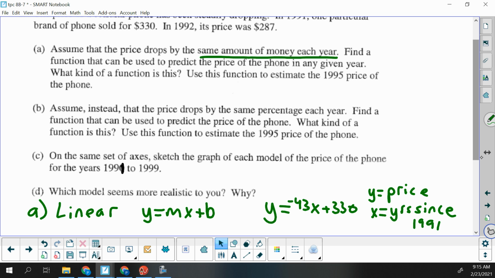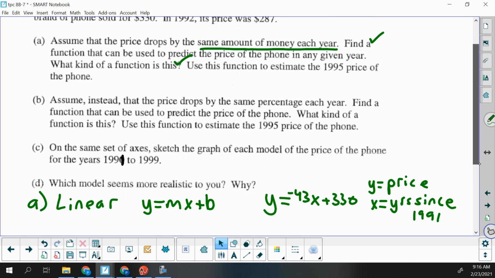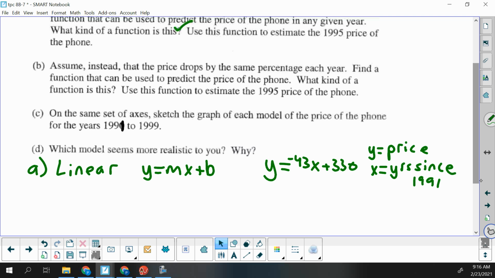So let's make sure we've answered everything they've wanted. Find a function, we did that. What kind of function is it? We did that. And now we want to use this function to estimate in 1995. Well, 1995 is 4 years after 1991. So we're just going to sub 4 into our equation. So I have minus 43 times 4 plus 330. And take a minute to sub that in your calculators and see what you get. Make sure to put a label on your answer.